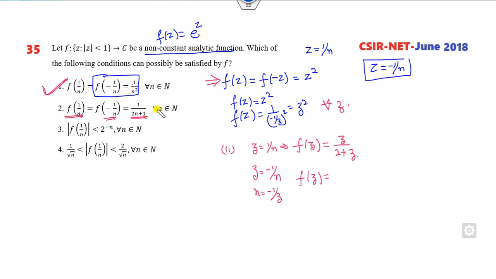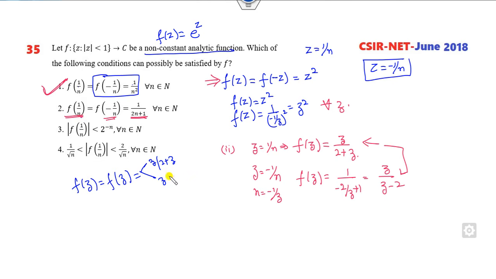f of z will be 1 over 2 minus 2 over z plus 1, that is z over z minus 2. You can see both the functions are different. So it means for this property, f of z can be either z over 2 plus z or z over 2 minus z. So there is no function that satisfies this. So this option is cancelled out.